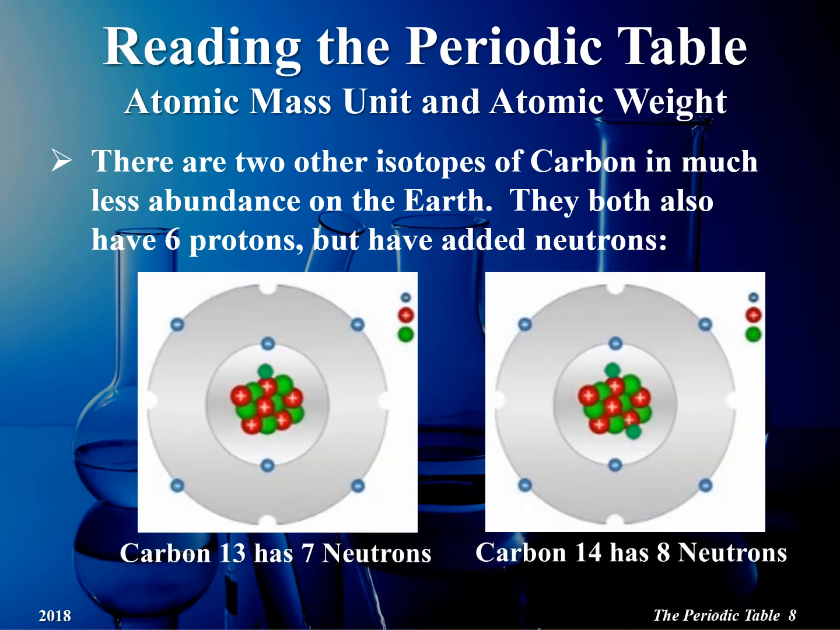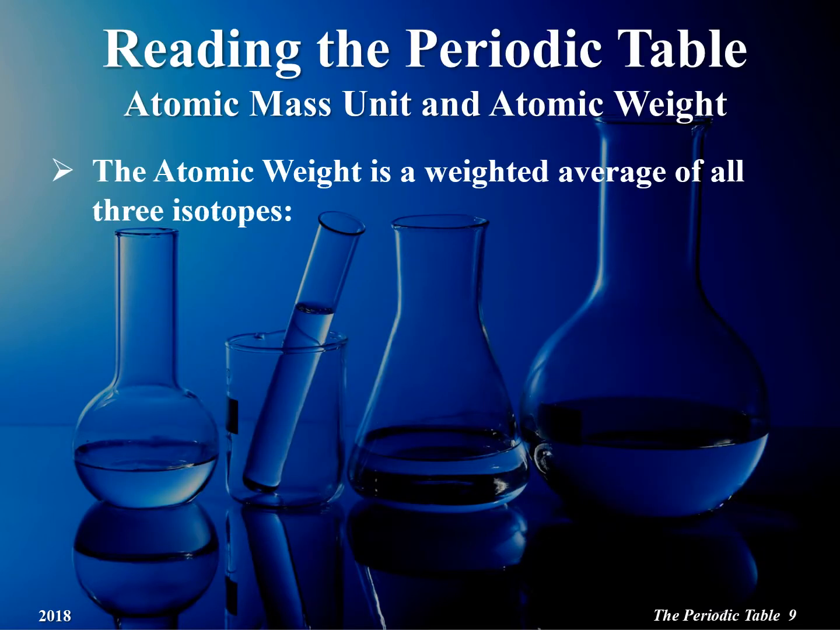In addition to carbon-12, there are 2 other isotopes of carbon in much less abundance on the Earth. They both also have 6 protons, but both have more than 6 neutrons. As shown in these diagrams, carbon-13 has 7 neutrons while carbon-14 has 8 neutrons. The atomic weight of carbon is calculated as a weighted average of the atomic mass units of the 3 isotopes depending on their abundance on Earth.